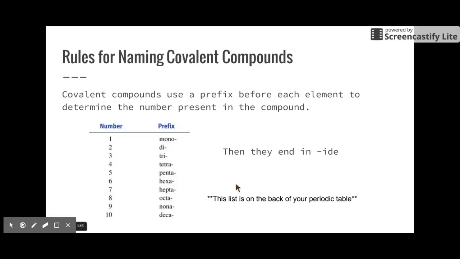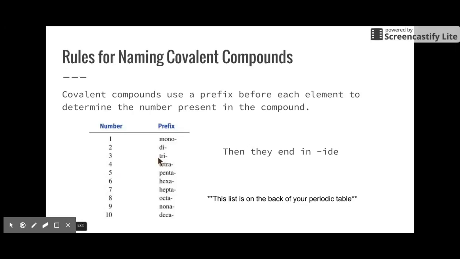So this list, by the way, if you have it, is on the back of your periodic table. You might want to check. But here's the list right here that you can write down. So 1 is mono, 2 is di. Mono is like a monocle, like a one-piece eyeglass. That's where that comes from. 2 is di, like the word divide, meaning to cut in two.